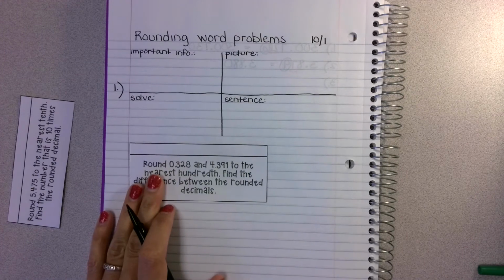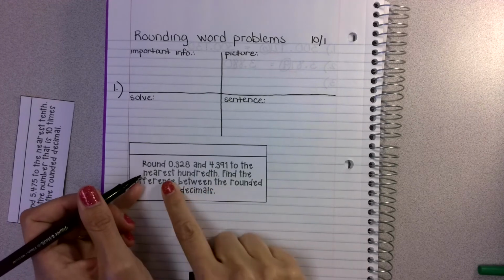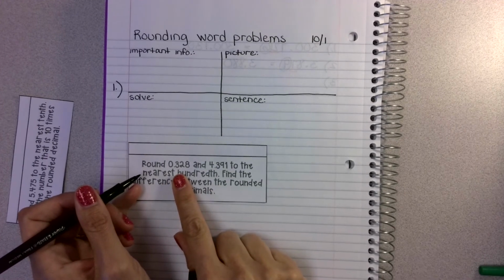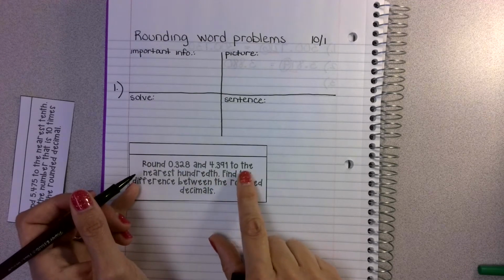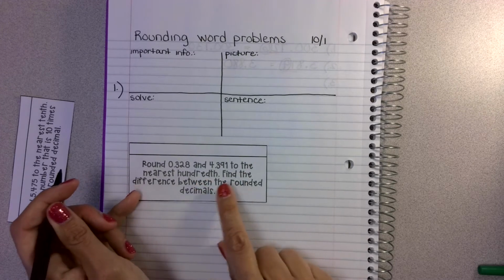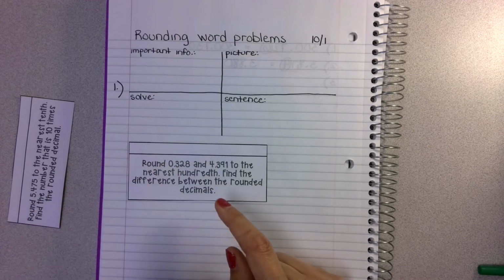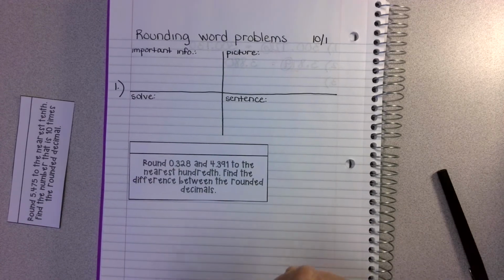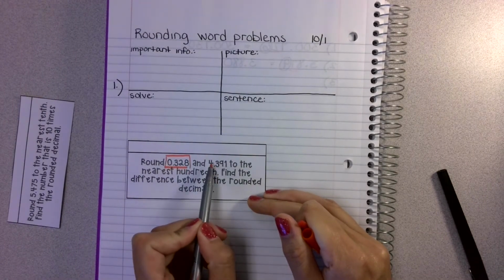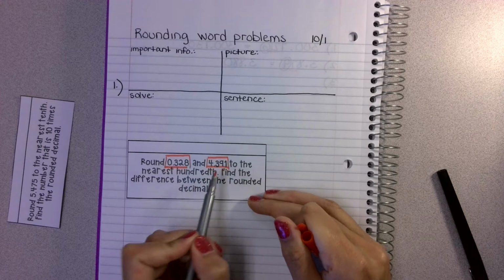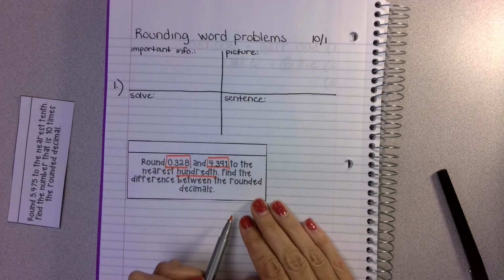All right. Now, with this word problem, I'm going to write some notes on here too so that I know what I'm doing. So it says round 328 thousandths and 4 and 391 thousandths to the nearest hundredth. Find the difference between the rounded decimals. Okay, so first, let me use a color. So stand back. I'm going to round these two numbers, this one and this one. And you guys are making notes like this too. And we're rounding it to the nearest hundredth.